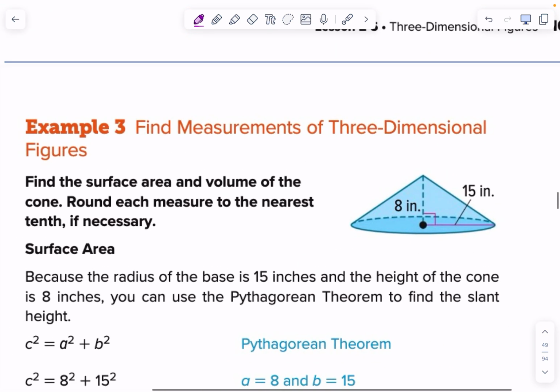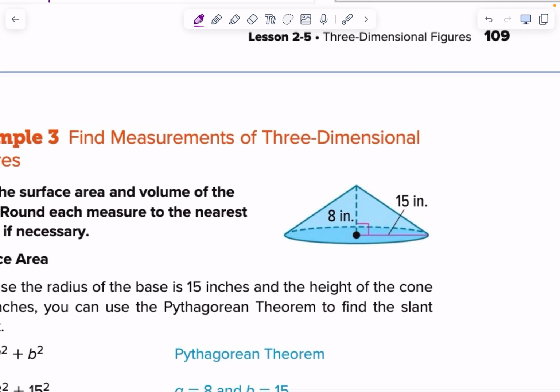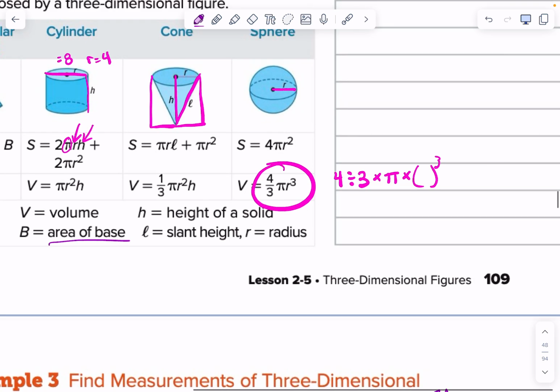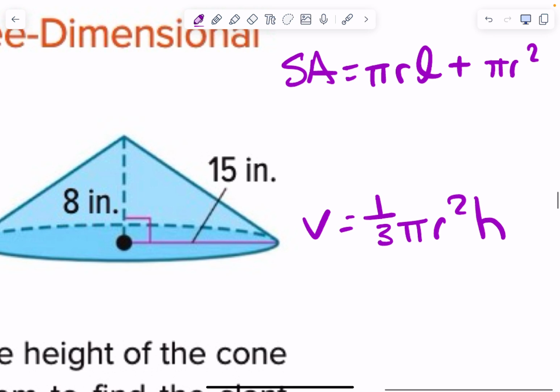This is what on example 3? This is the cone. Let's talk about things that we need for a cone. We need surface area and we need volume. Okay? I know that volume of a cone is 1/3 pi r squared h. The surface area of a cone is, I don't know. Give it to me. Surface area of a cone, pi r L plus pi r squared. Those are the 2 formulas that we need.